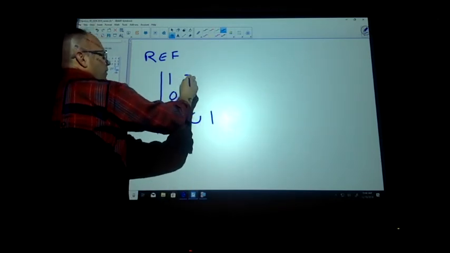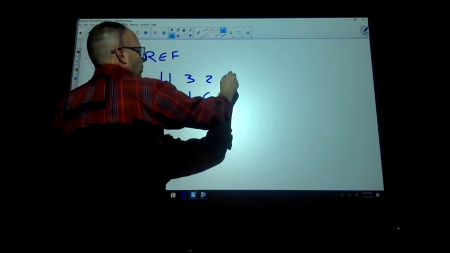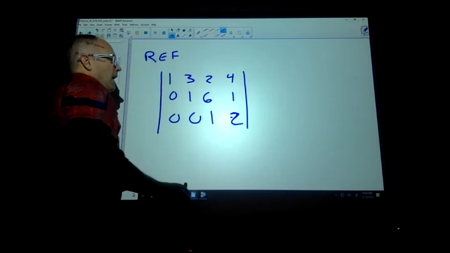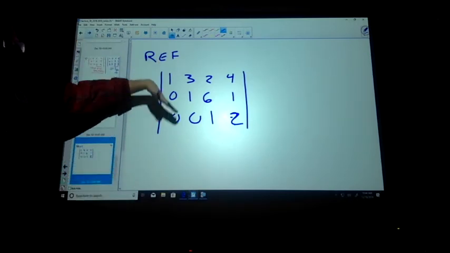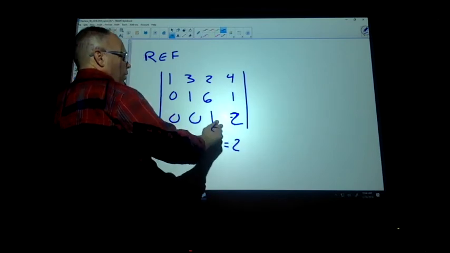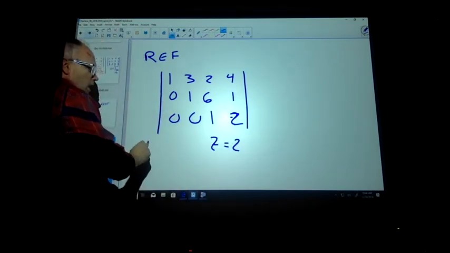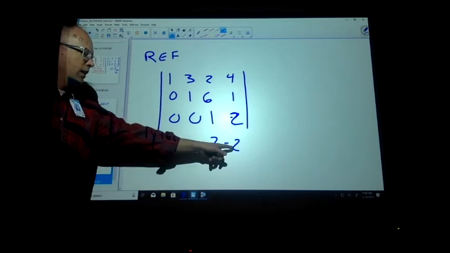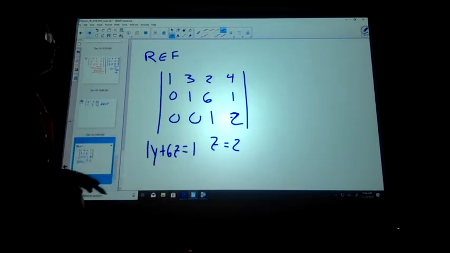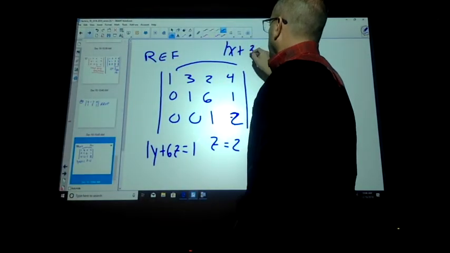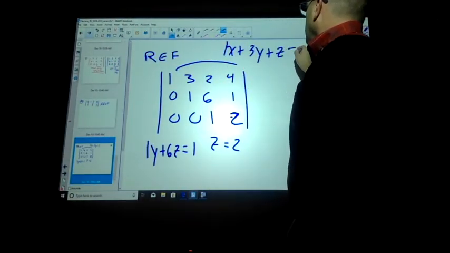And then you'd have 2. Something like that. REF gives you the bottom diagonal, which would mean, hey, I have z is equal to 2. And then I know that 1y plus 6z equals 1. Then you can take this 2, plug it in here, and solve it. And then this top one would mean that I'd have 1x plus 3y plus 2z equals 4.